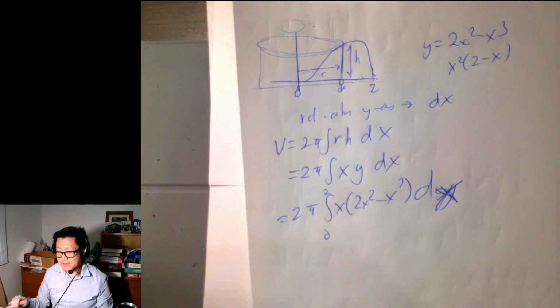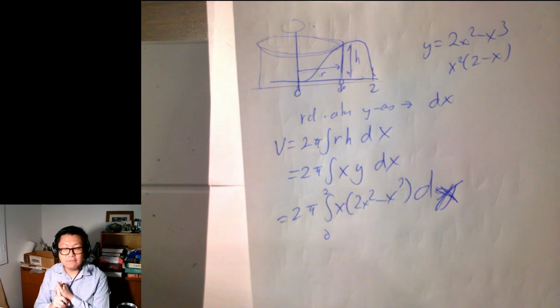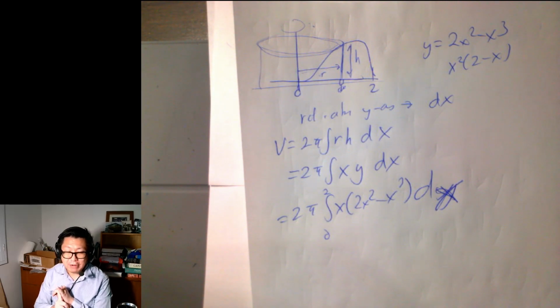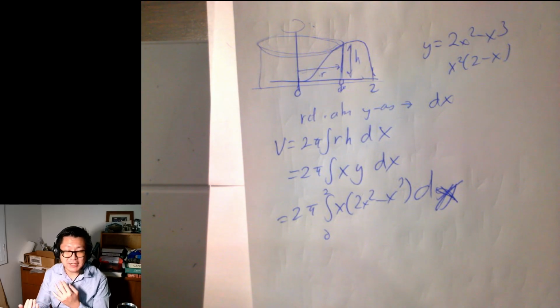So hopefully this makes the case for using shell method, at least in certain situations. When you can't invert your function to get everything in terms of the correct variable. Or perhaps when you have to split a function into two pieces, perhaps a positive and negative piece. Even if it's possible, like in the case of a parabola, it may just be easier to use shell method.